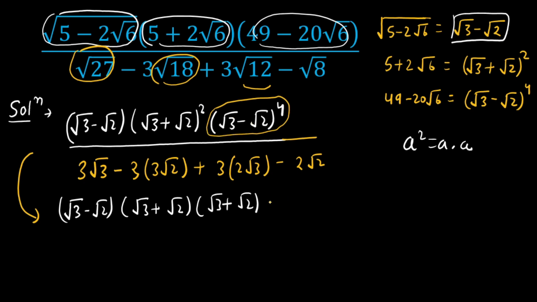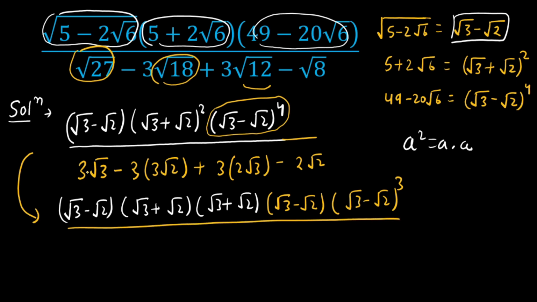So this expression is square root of 3 minus square root of 2 multiplied by square root of 3 minus square root of 2 bracket power 3, and divided by 3 times square root of 3 minus 3 times 3, that is 9 times square root of 2, 3 times 2, that is 6 times square root of 3 minus 2 times square root of 2.